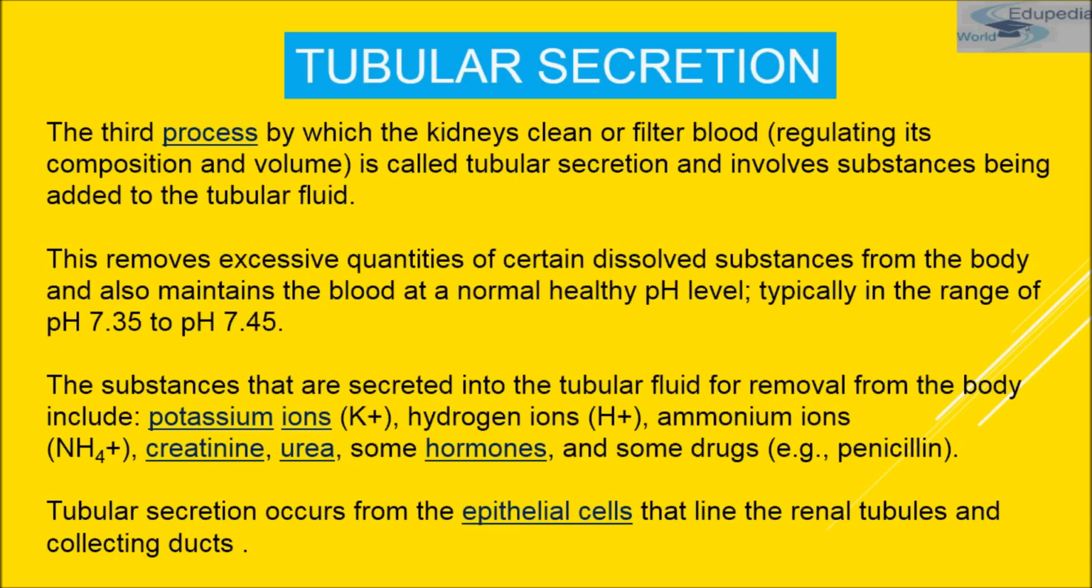The secretion of hippuric acid, creatinine, ammonia, and certain drugs takes place in the PCT. The PCT also helps to maintain pH and ionic composition of body fluids by selective secretion of hydrogen ions, ammonia, and potassium ions into the filtrate, and by absorption of HCO3- from it. So this is how the third step takes place, and tubular secretion occurs from the epithelial cells that line the renal tubules and collecting duct.